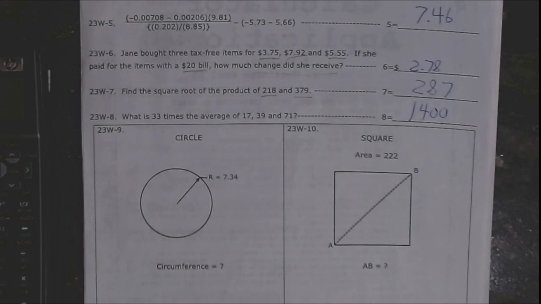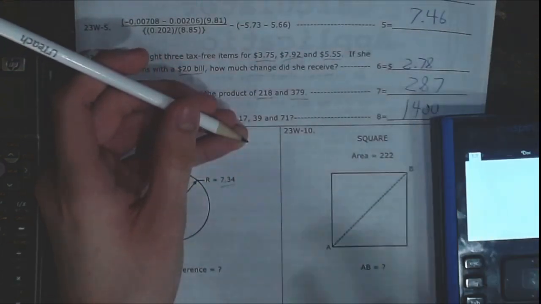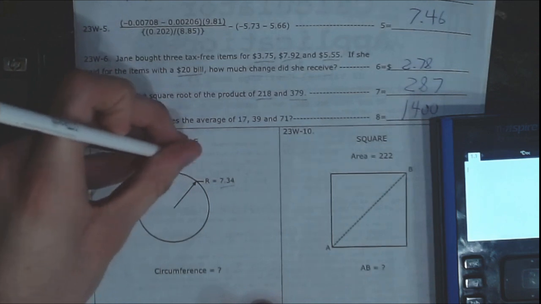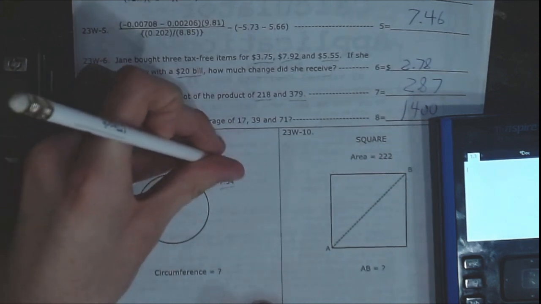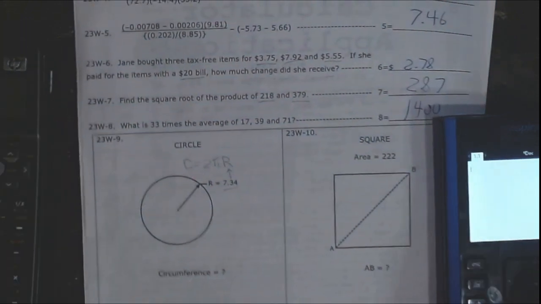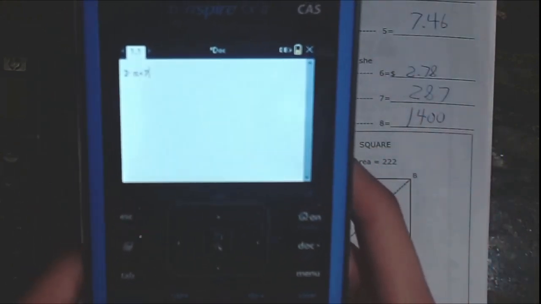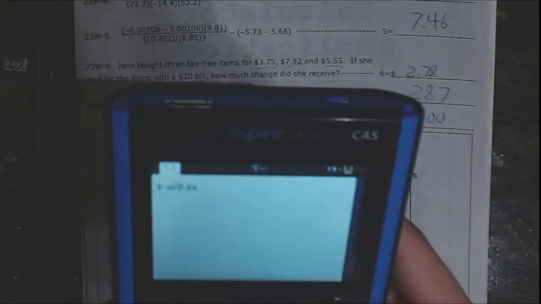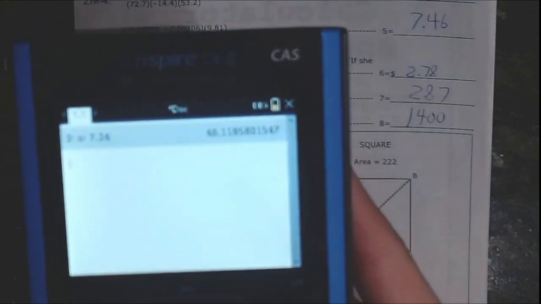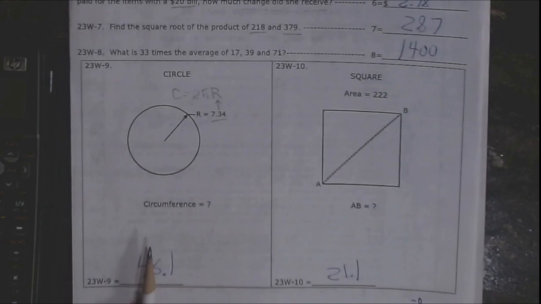Moving on to the first geo of the test, we have a circle with radius 7.34. We want to know its circumference. So the formula for the circumference of a circle is C equals 2 pi r, right? And so we know what our r value is, so we can substitute that in there. Type it on our calculator, 2 times pi times 7.34. And we get about 76.1, which is what we got here.